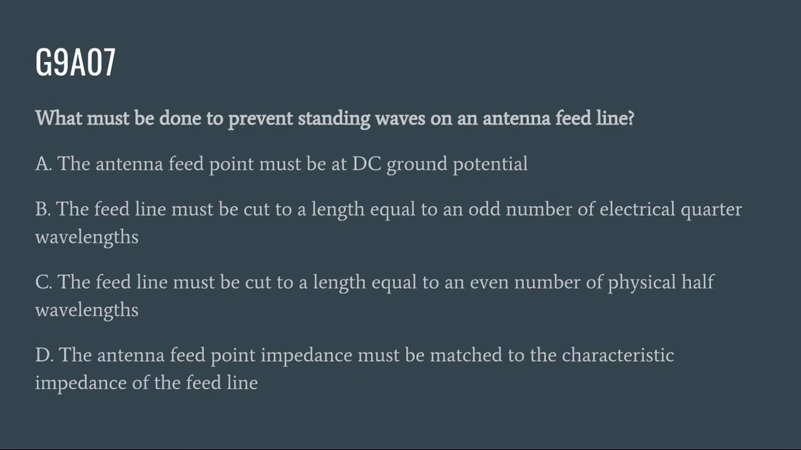G9A07. What must be done to prevent standing waves on an antenna feed line? A. The antenna feed point must be at a DC ground potential. B. The feed line must be cut to a length equal to an odd number of electrical quarter wave lengths. C. The feed line must be cut to a length equal to an even number of physical half wave lengths. Or D. The antenna feed point impedance must be matched to the characteristic impedance of the feed line. Correct answer is D. The antenna feed point impedance must be matched to the characteristic impedance of the feed line.